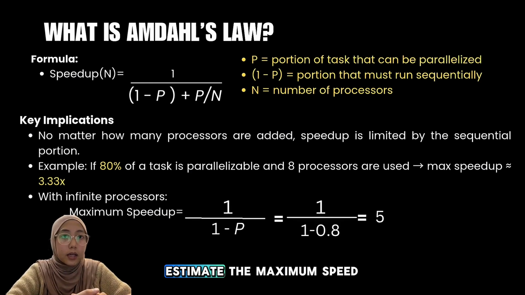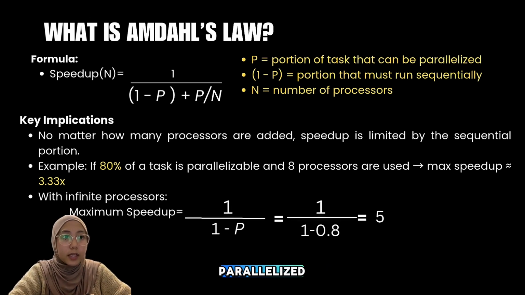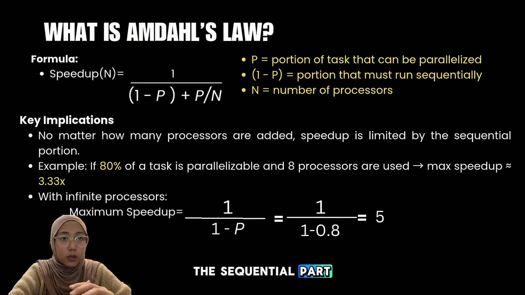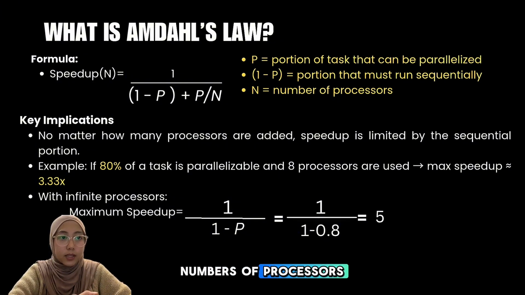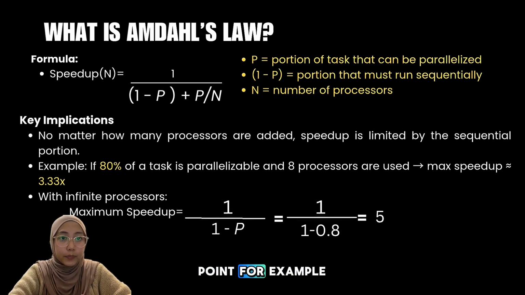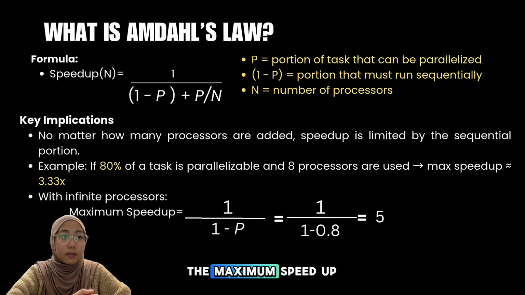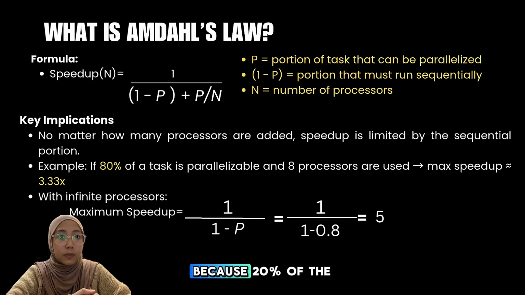Amdahl's law estimates the maximum speed up of a task based on how much of it can be parallelized. It is defined by this formula, where p is the fraction that can be parallelized, 1 minus p is the sequential part, and n is the number of processes. The speed up increases with more processes, but only to a point. For example, if 18% of a program can be run in parallel using 8 cores, the maximum speed up is only around 3.33 times. Even if we imagine an unlimited number of processes, the maximum speed up would still be limited to 5 because 20% of the task must be done sequentially.